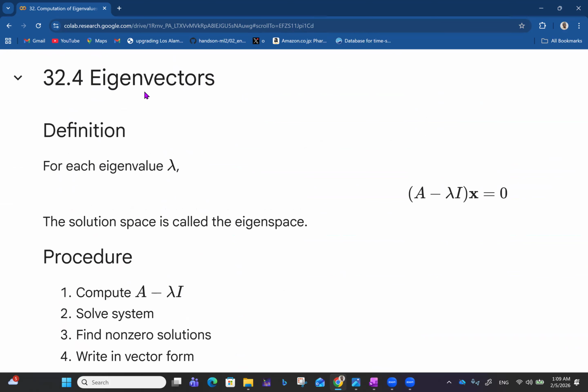Okay. So for eigenvectors now, by definition, for each eigenvalue lambda, like I said, (A minus lambda I) x is equal to 0. So the solution space is called the eigenspace, right? So the procedure: compute A minus lambda I, then solve the system, find non-zero solutions, and write in vector form.